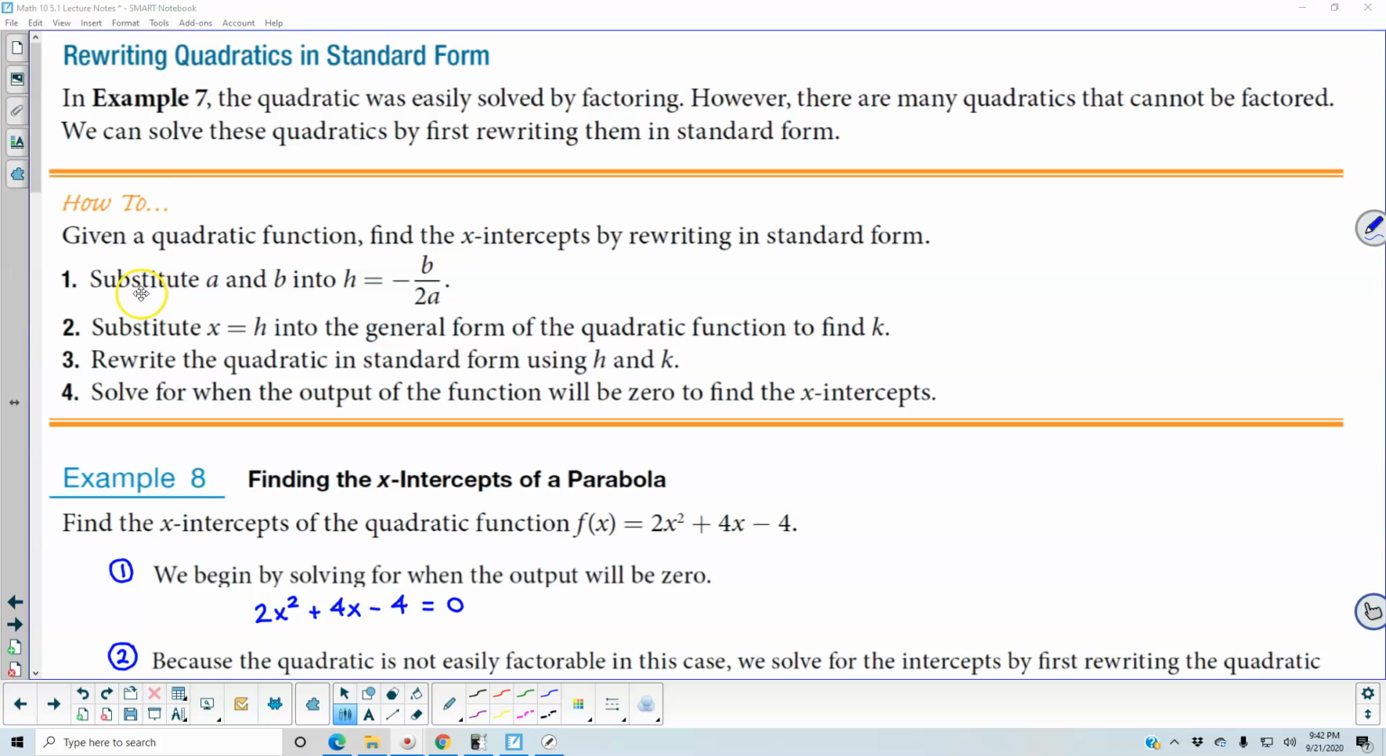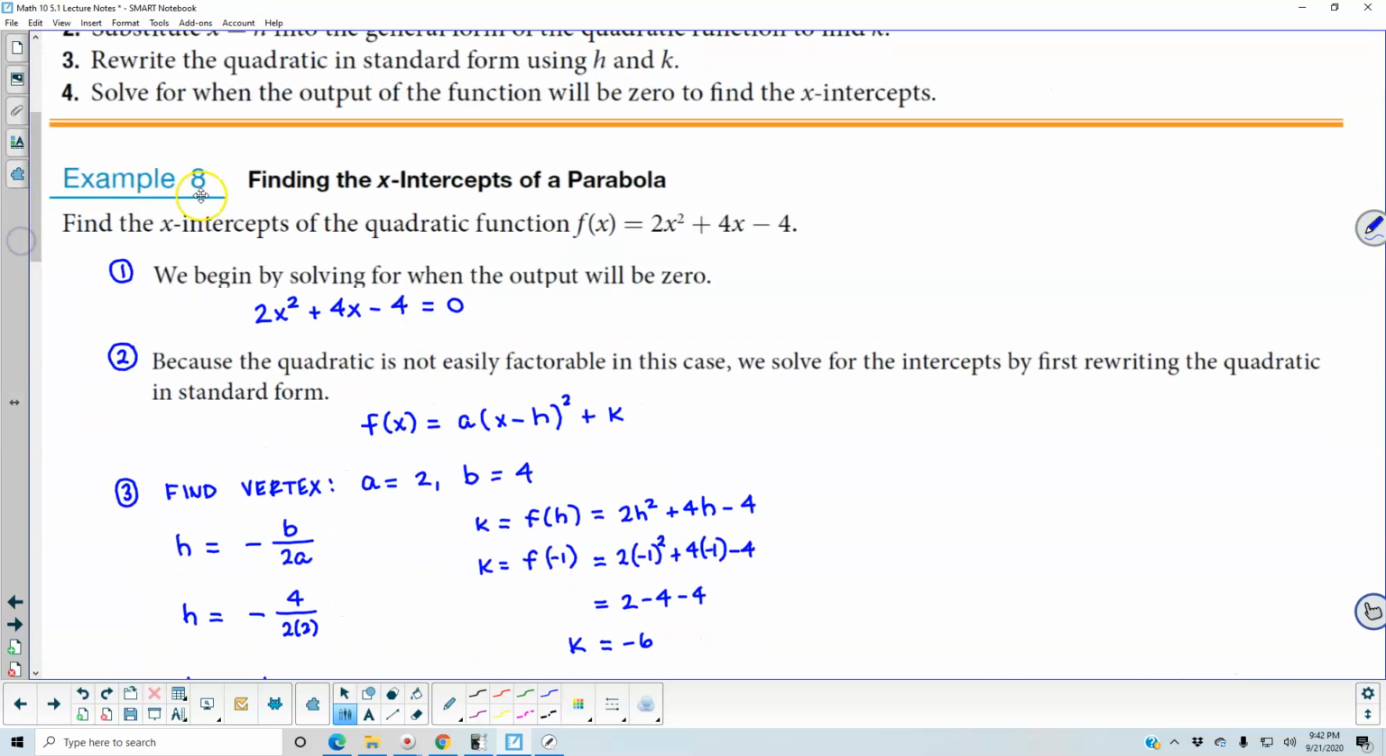Step number 1, we're going to substitute a and b into h, which is equal to negative b over 2a. And then we're going to substitute x is equal to h into the general form of the quadratic function to find k of the vertex. And then we're going to rewrite the quadratic in standard form using h and k. And then we're going to solve for when the output of the function will be 0 to find the x-intercepts.